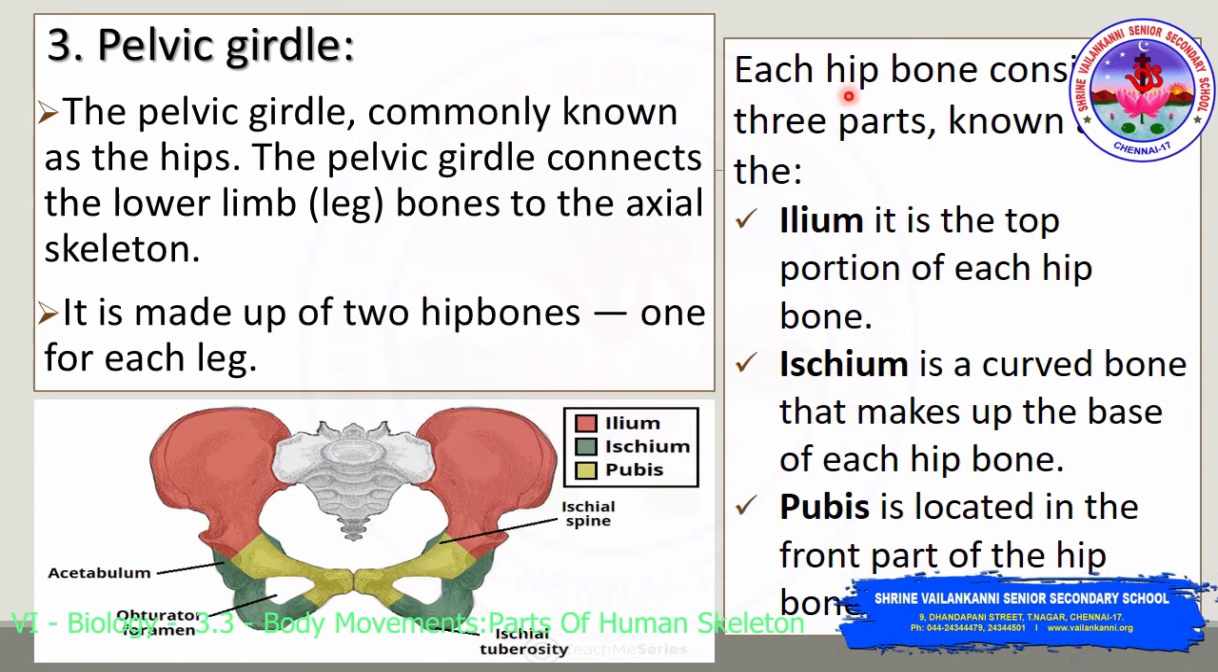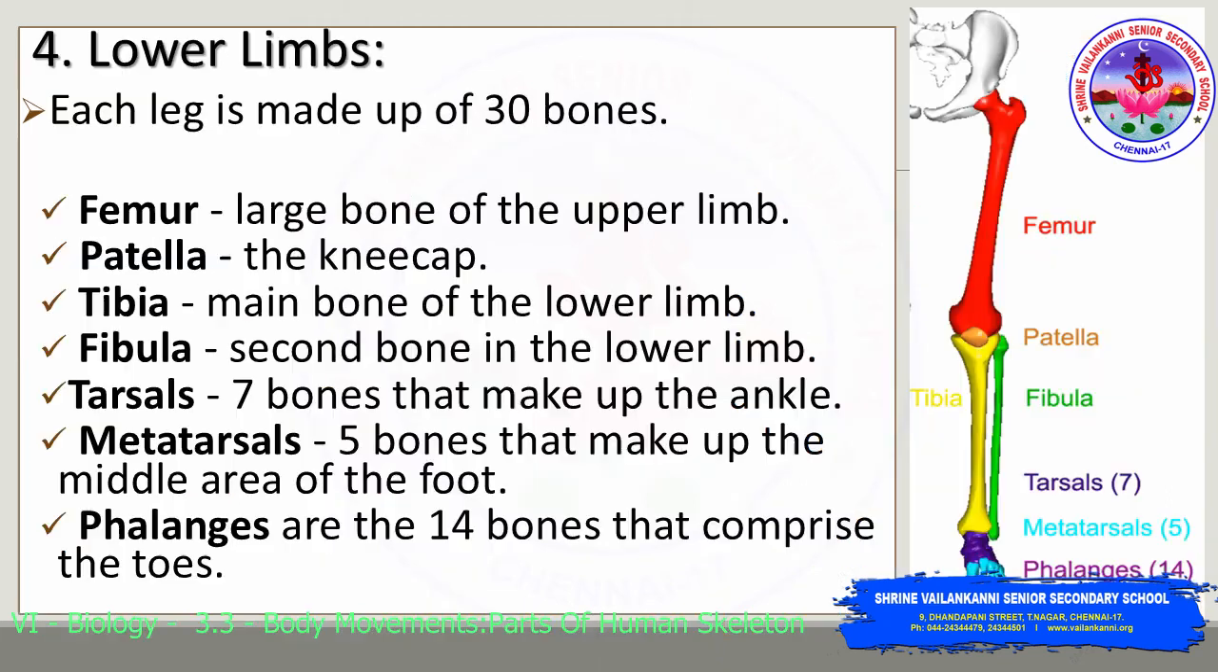Each hip bone consists of 3 parts, which are known as the ilium, which is the top portion of the hip bone, and the ischium, which is a curved bone that makes up the base of the hip bone, and the pubis, which is located in the front part of the hip bone. You can see all these parts in this picture clearly.